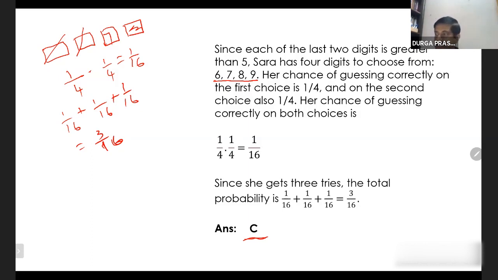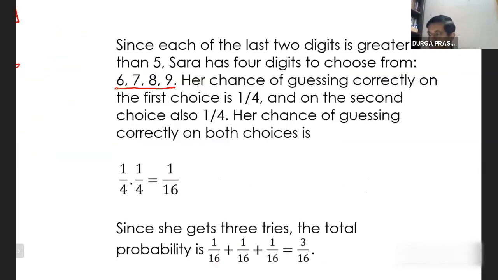So this is how you work on these types of problems. So let us go to the next question.